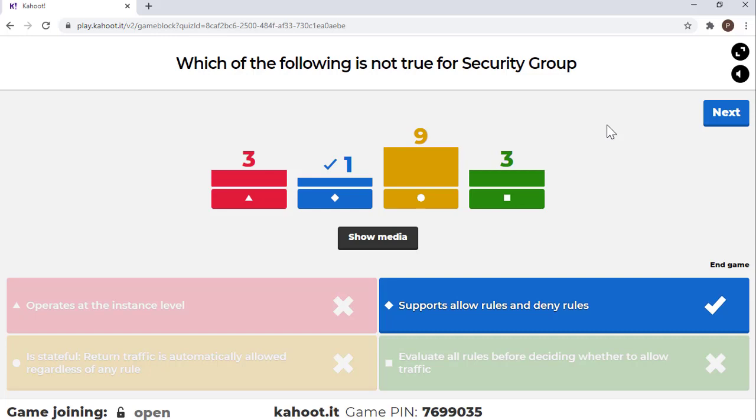So every rule has a number, let's say 100, 200, 300. It's going to start from the top. It will evaluate rule number 100, and based on whether it is allow or deny, it is going to implement the rule, and that's it. It's not going to evaluate the other rules which are below in the sequence. So the difference between security group and NACL is really important.